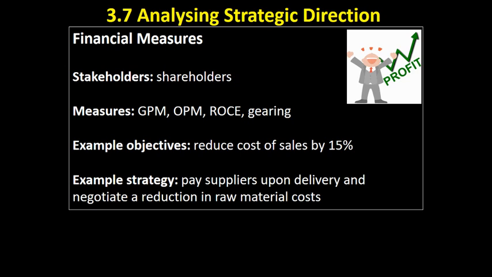So on the different measures, so underneath financial measures, who are the stakeholders we're considering? Well, we're thinking about shareholders. We might measure gross profit margin, operating profit margin, return on capital employed, gearing, etc. An example of an objective would be to reduce the cost of sales, our variable cost, by 15%. Well, how could we do that? We come up with a strategy. Maybe we'll try and pay suppliers upon delivery and negotiate a reduction in our raw material costs because we're not buying stuff on credit. So that might be a way of achieving our objective.